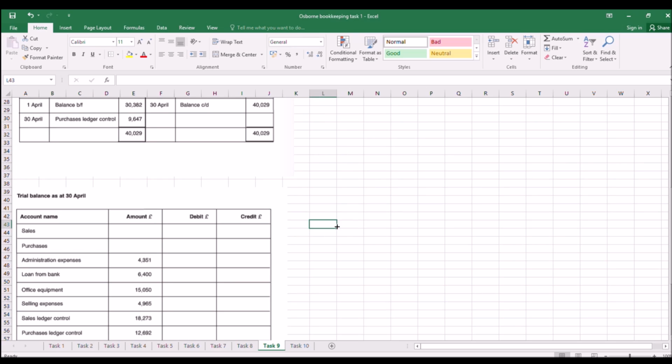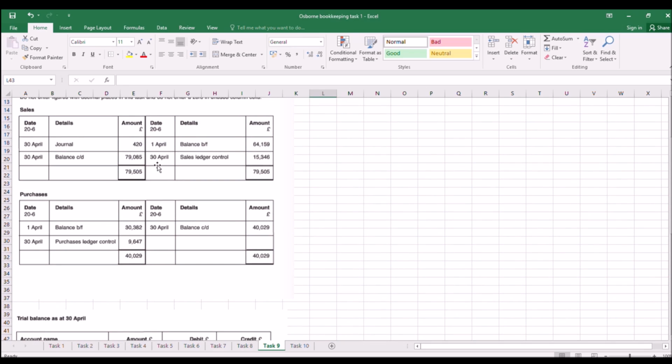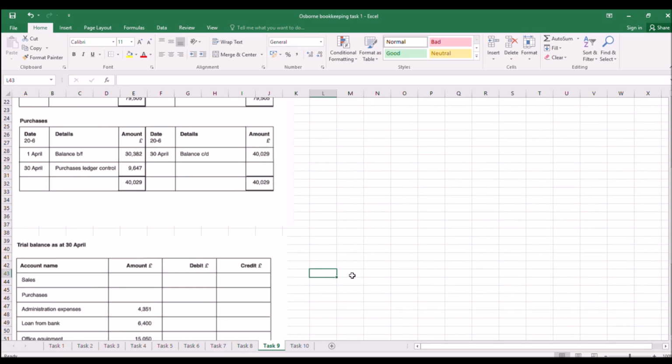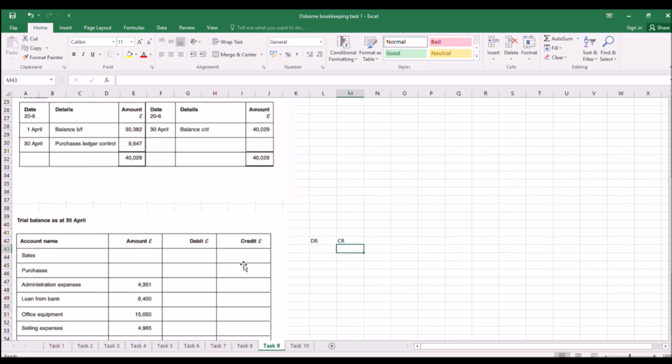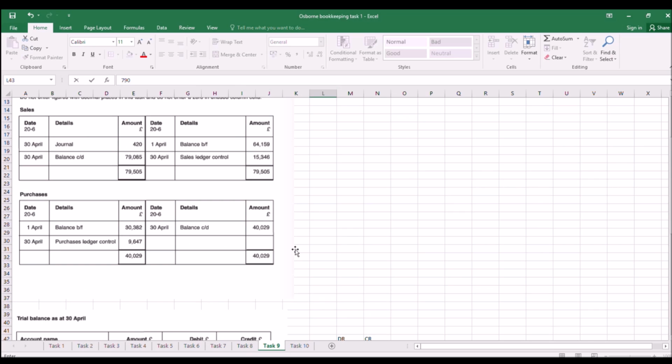Right. So what we're going to do then is open up with what we've got. Sales then is going to be a credit. It's the carry down figure there. So there we've got 79085. So let's do it how they're doing it in the question first. So let's do that. 79085.